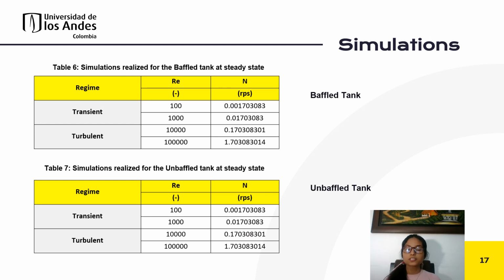Finally, a total of 4 simulations were performed for different Reynolds number for each tank as shown on the screen.